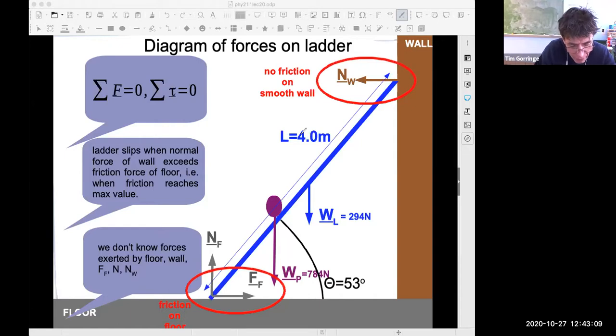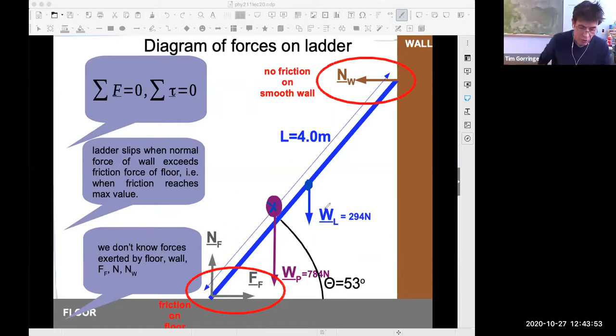Okay, we knew a couple of other things. We knew the weight of the ladder, that was 294 newtons, and I pictured that as acting at the center of mass. And we know that there's a painter on the ladder, and I pictured it as a spherical painter. And we know the weight of the painter is 784 newtons. So the force of the painter standing on the ladder, I've indicated that. The force of gravity on the ladder, I've indicated that. And I've called them WP for the weight of the painter and WL for the weight of the ladder.